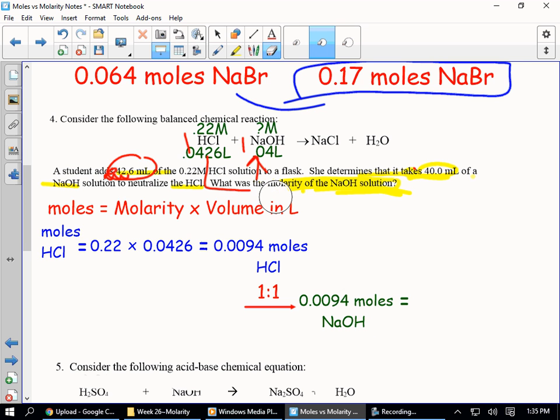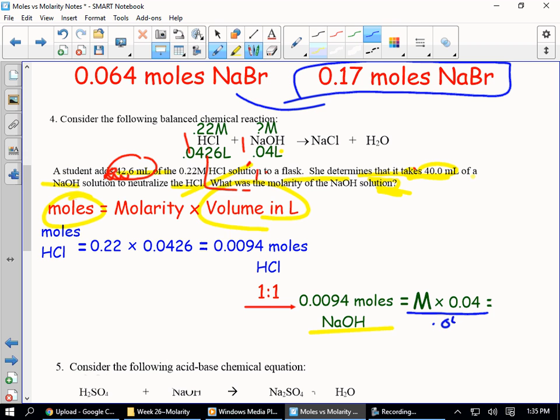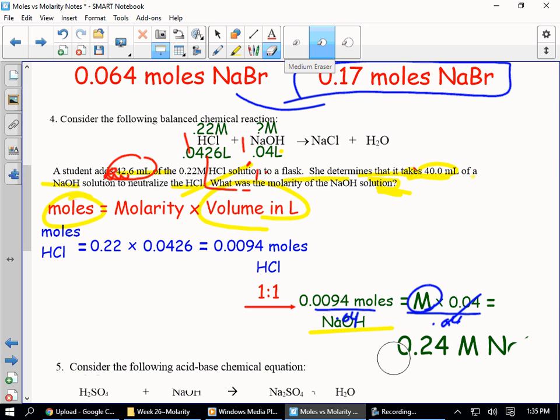The question, though, says, what is the molarity of the NaOH? Well, if I have moles of NaOH, and I have volume of NaOH, can we solve for the missing variable? Of course. So I'm going to do 0.094 is equal to, looking for M, and then we have the volume. Let's put that down right down here. How do I solve for this? I solve 0.04 gives M by itself, so I divide this side by 0.04. When you punch that into your calculator, the number that comes out is 0.24 molar NaOH.